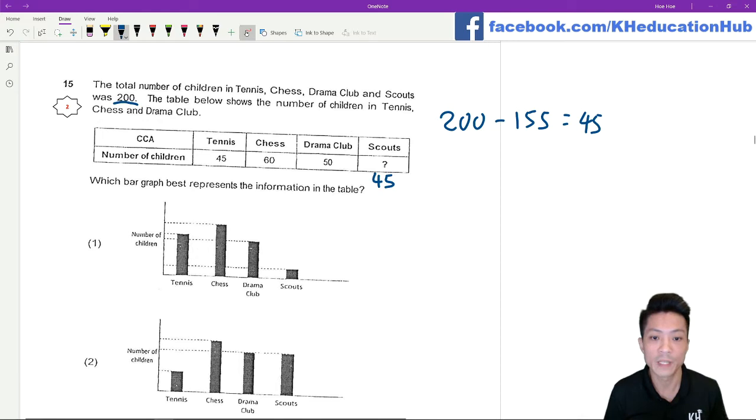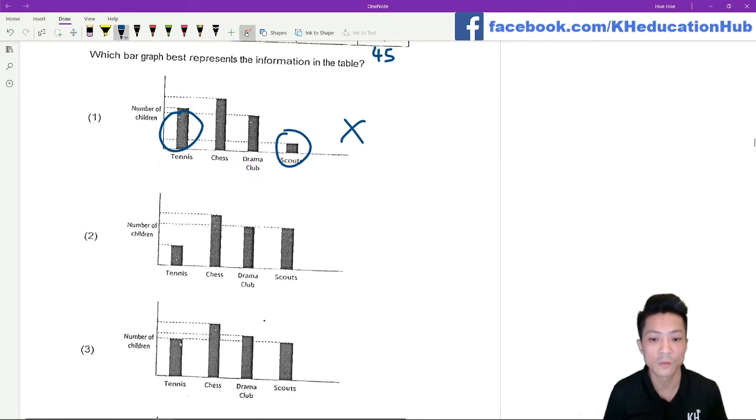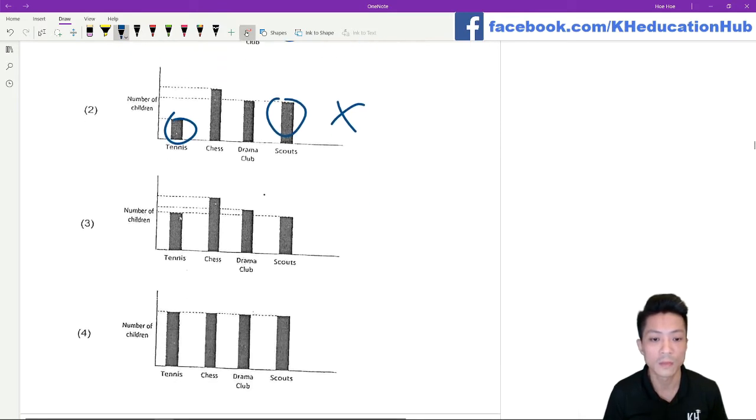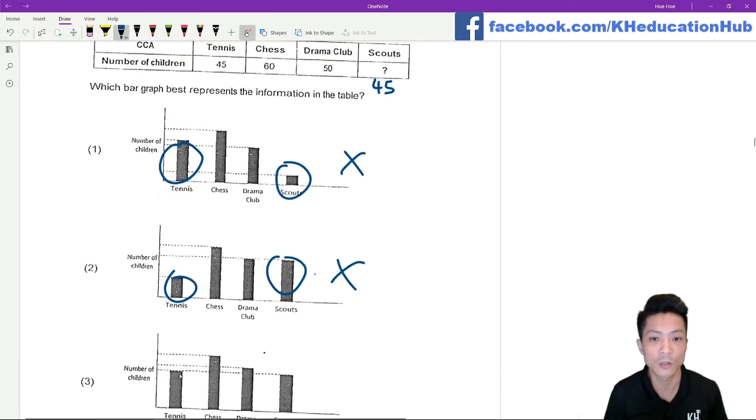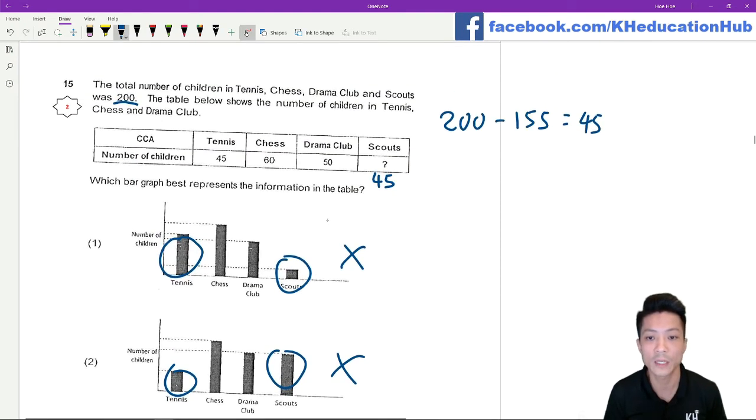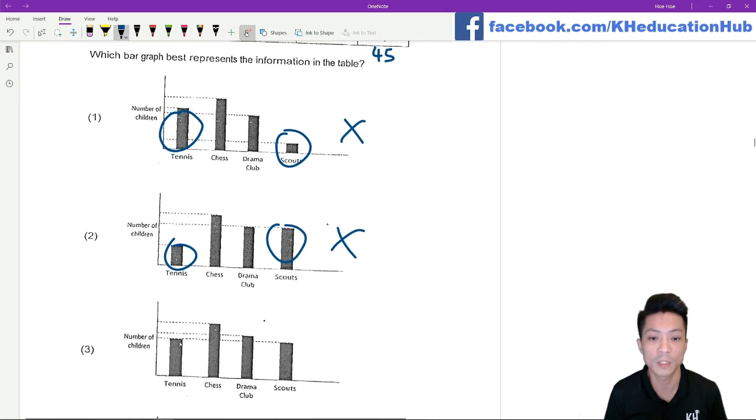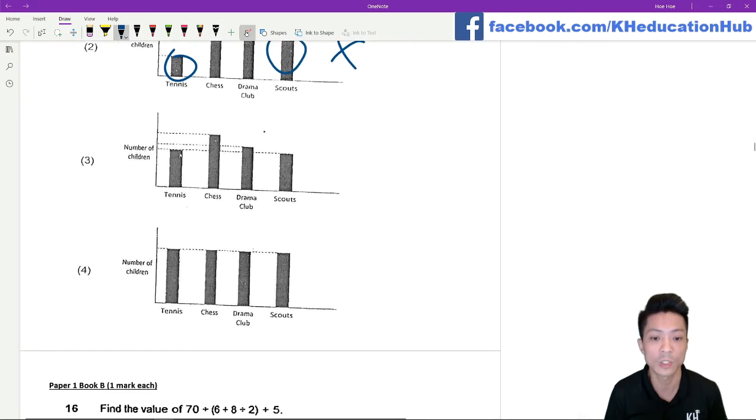Which bar graph best represents the information in the table? So let's take a look at number 1. Okay, the number of scouts and tennis are the same, so number 1 is wrong, which means that this is also wrong. Okay, 3 and 4 have the same tennis and scouts, so we have to compare chess and drama club. There are more people in the chess club, which means that number 4 is wrong. Answer is number 3.